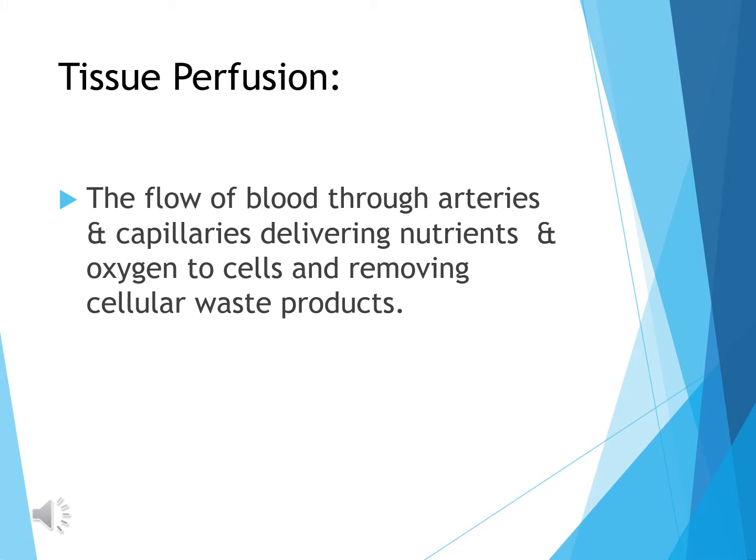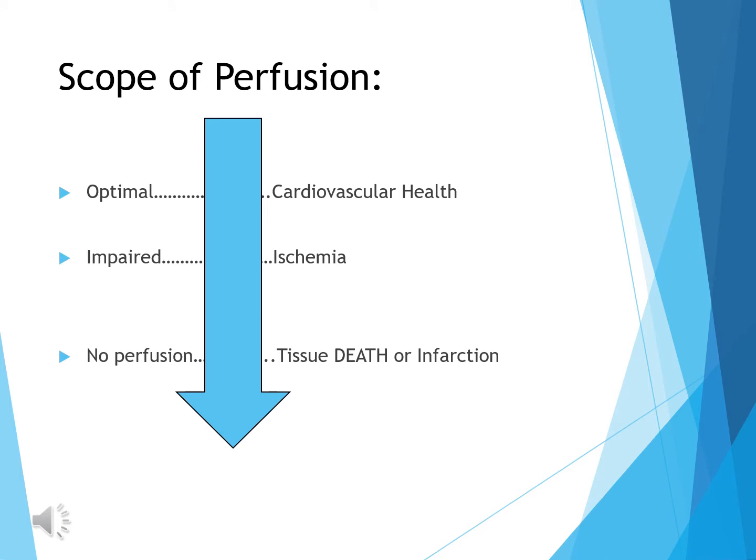So with tissue perfusion, we have the flow of blood through arteries and capillaries, delivering nutrients and oxygen to cells, and also we have to remember that we have the removal of cellular waste products. So our scope of perfusion includes optimal perfusion, impaired perfusion, or no perfusion at all. With optimal perfusion, we have cardiovascular health. With impaired perfusion, we have ischemia that occurs. And with no perfusion, we have tissue death or infarction that will occur.